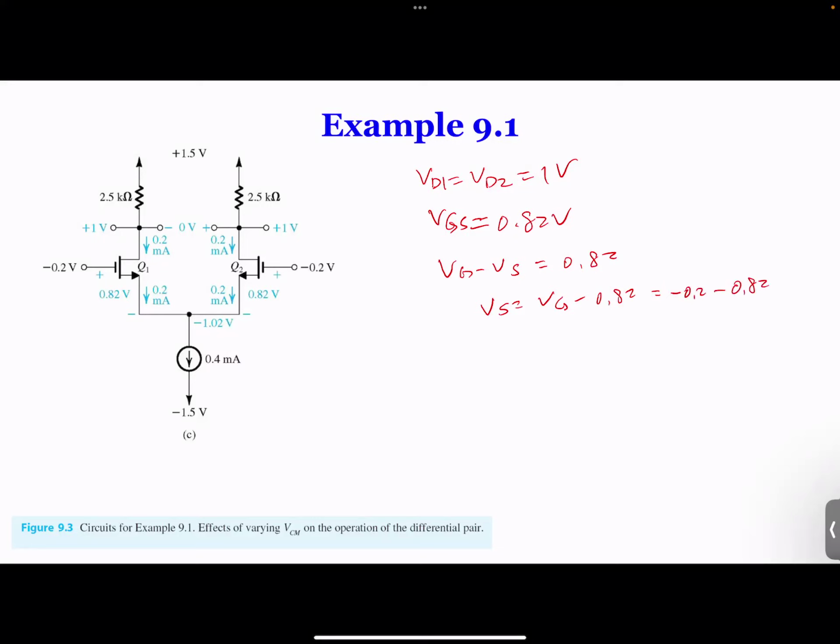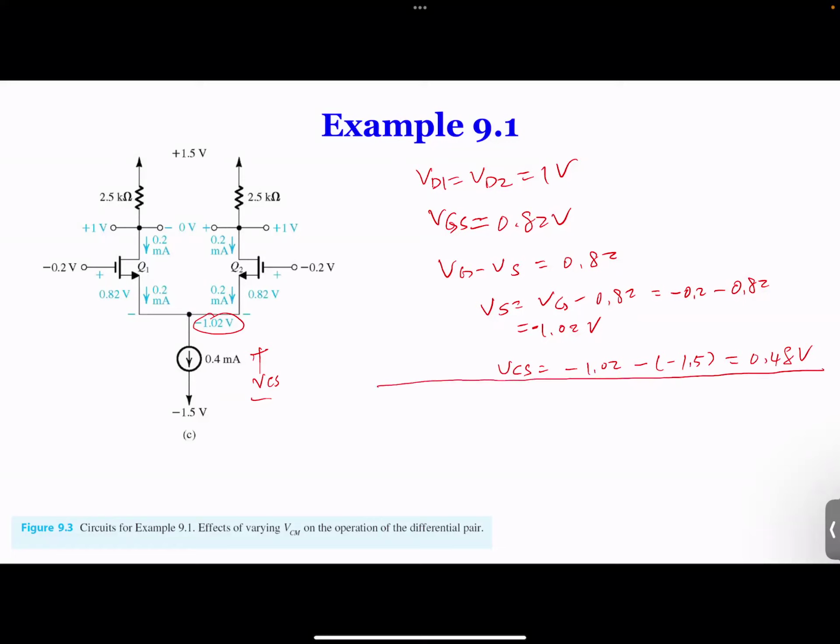So we got VS equal to minus 1.02 volts. And I think this is what we get from here, 1.2 volts. And we can further calculate VCS. So VCS is going to be minus 0.102 minus 1.5. That gives you something like 0.48 volts. That's VCS.